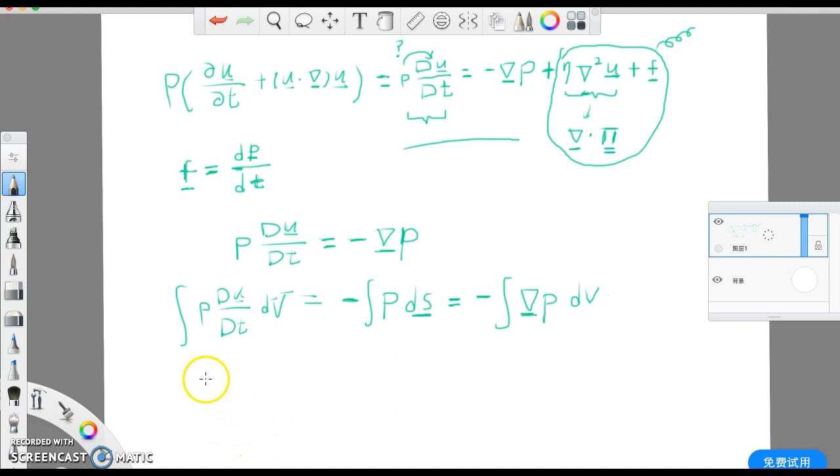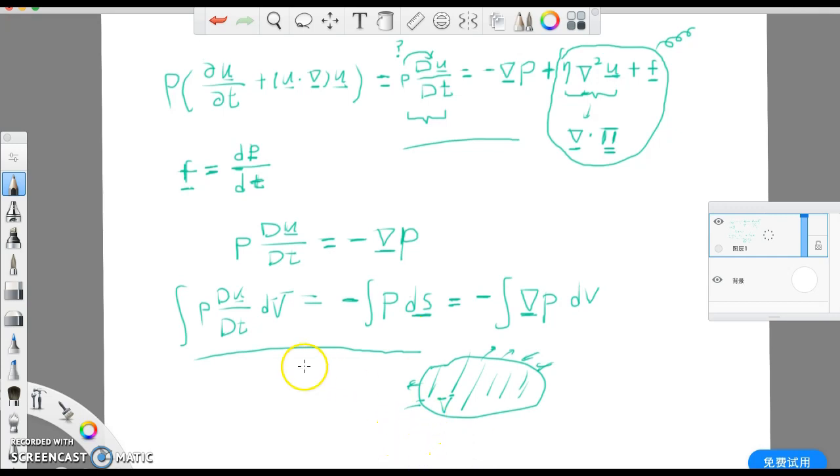And here this expression just shows that for a volume V we are interested in, there are pressure forces everywhere, and the sum of all these forces will become the rate of change of momentum of that whole volume V of fluid material, right?